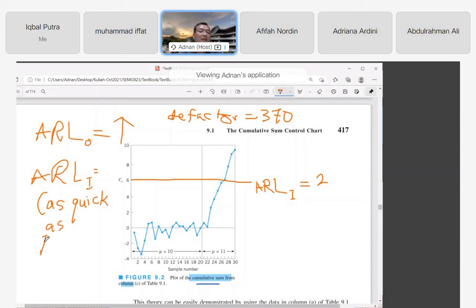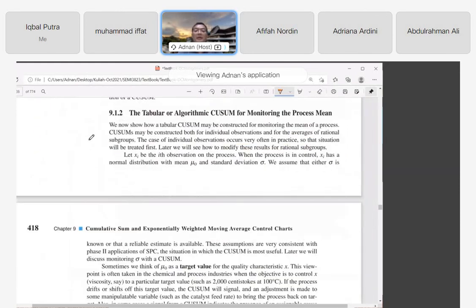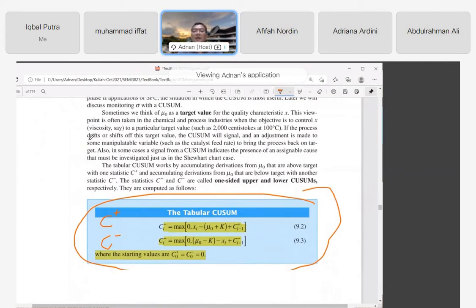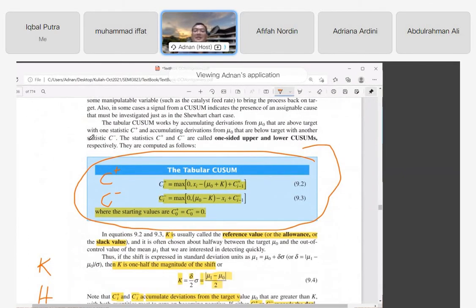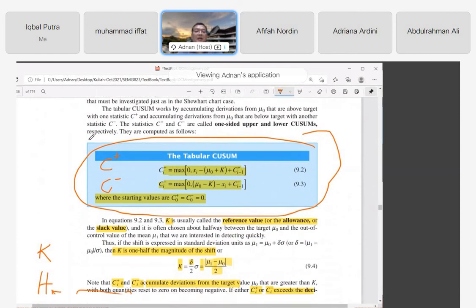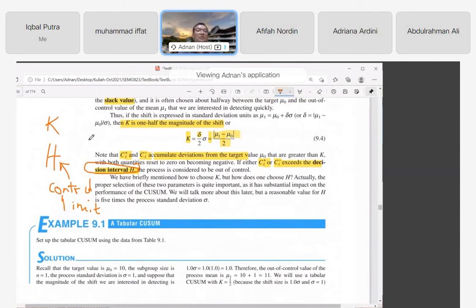So when we select a control chart, these are the criteria that we need to consider. Which type of chart is able to detect as quickly as possible when the process is unstable, and as rarely as possible when the process is stable? When the process is stable, we do not want false alarms. But when it becomes unstable, we want to detect it as quickly as possible. So this is related to the decision of using H and K.